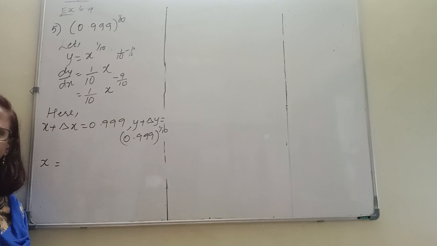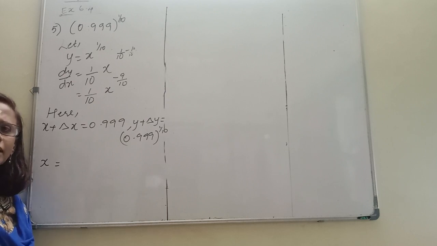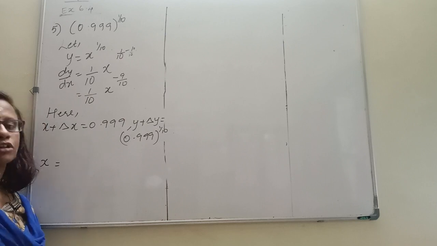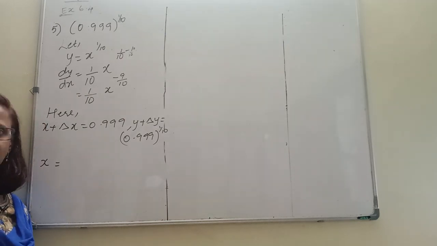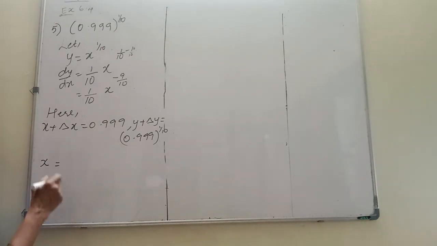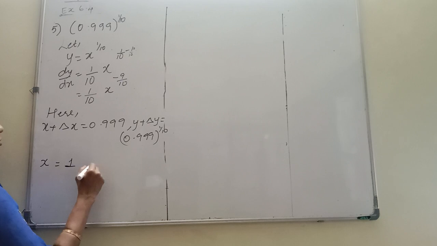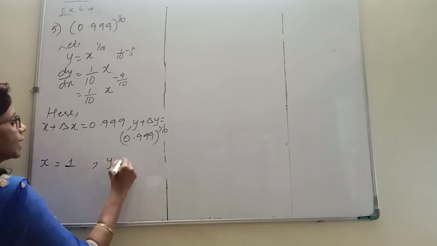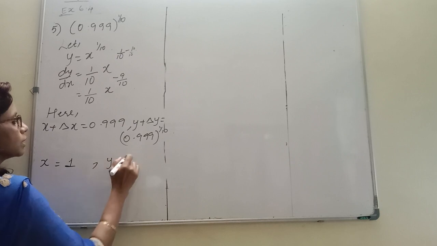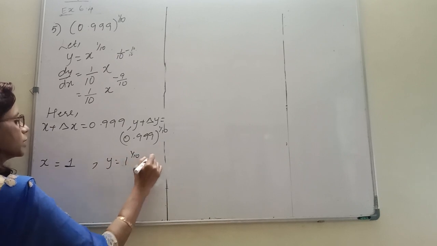We have 1. 1 raised to anything is 1 only. Let it be anything. 1 raised to 100 is also 1. 1 raised to 1 by 100 is also 1. So that way we have 1, and 0.999 is very close to 1. So I think 1 is an ideal value. Let's take 1. So if we take 1 for x, we get y as 1 raised to 1 by 10, which is 1 only.